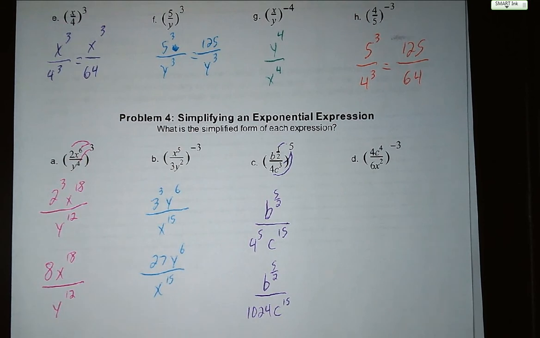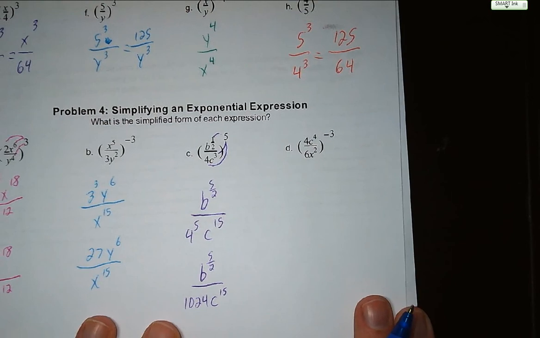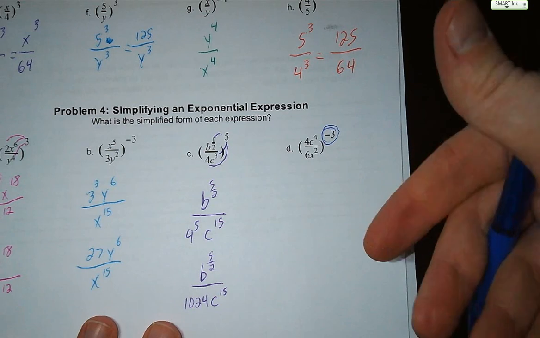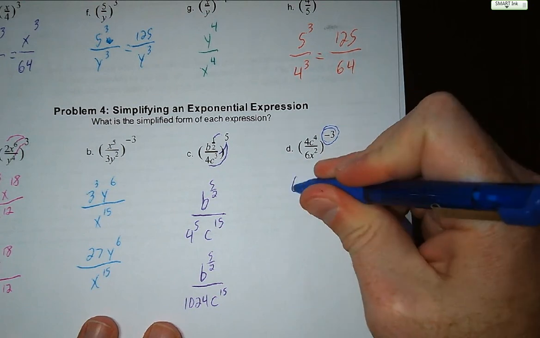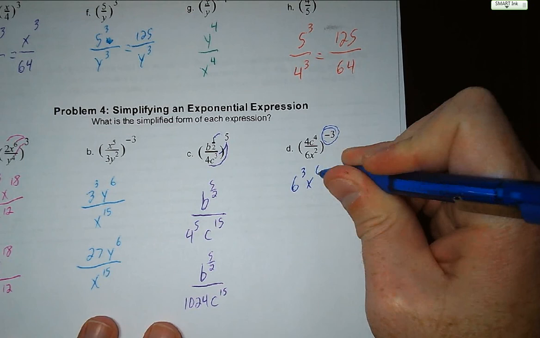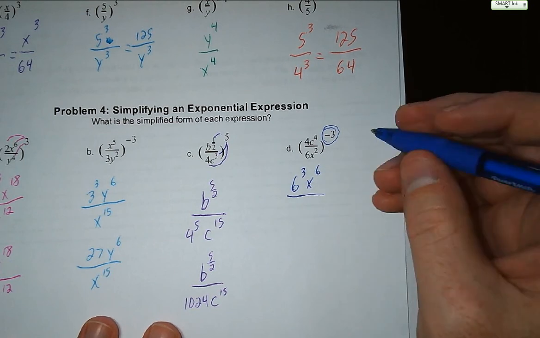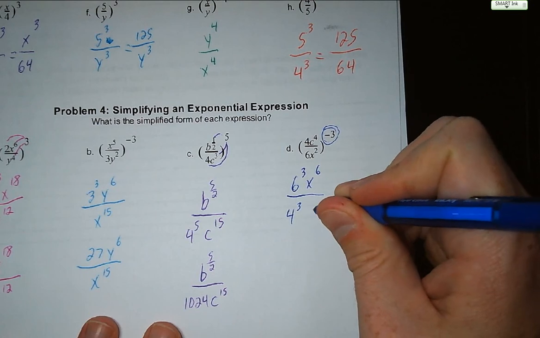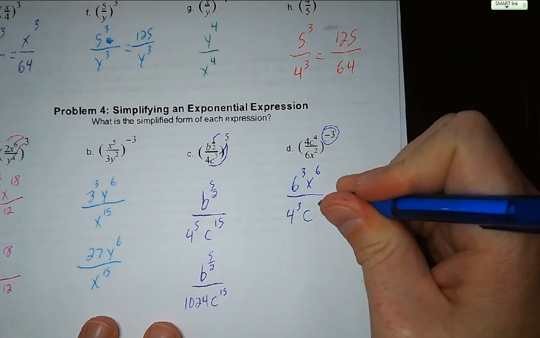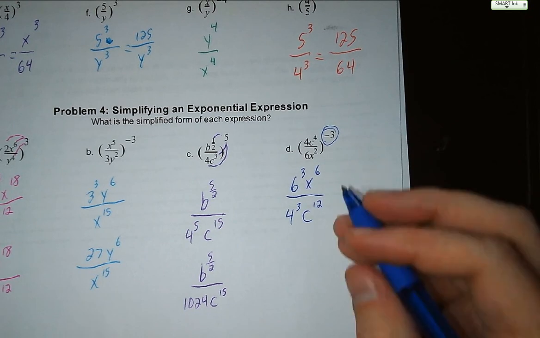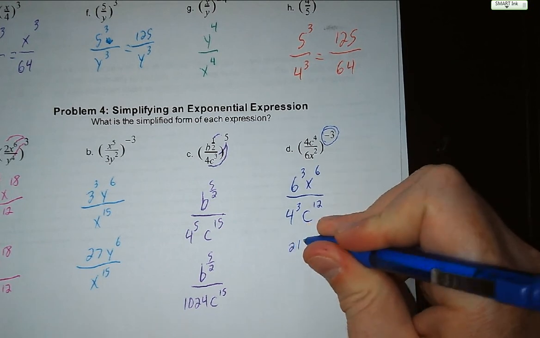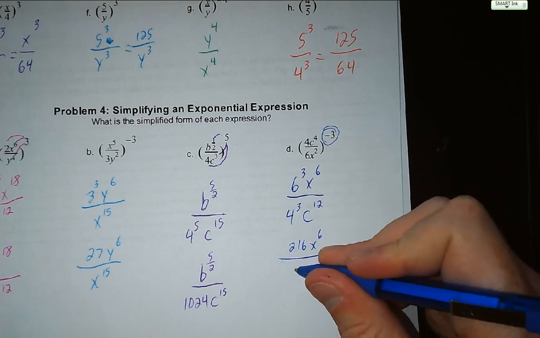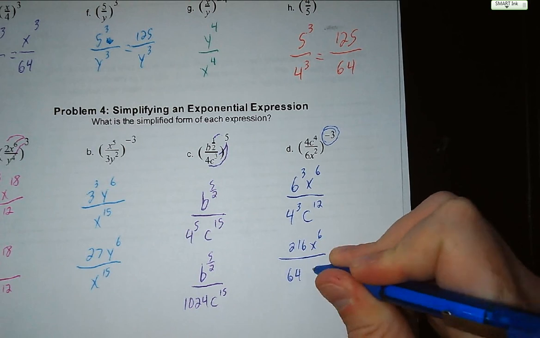Okay. Last question, letter D. We have a negative exponent. So we're going to flip our fraction upside down. So we're going to have 6 to the third power x to the sixth power over 4 to the third power c to the 12th power. So 6 cubed is 216, x to the 6th, over 4 cubed is 64, c to the 12th.